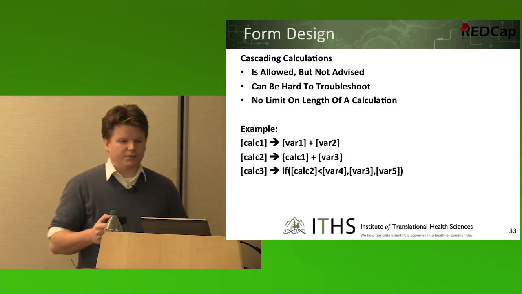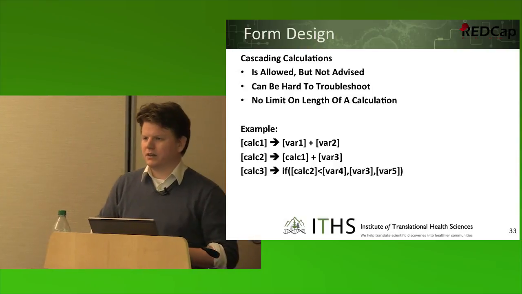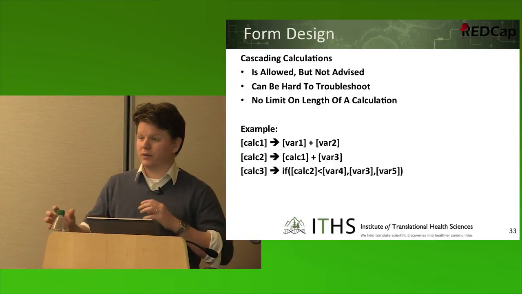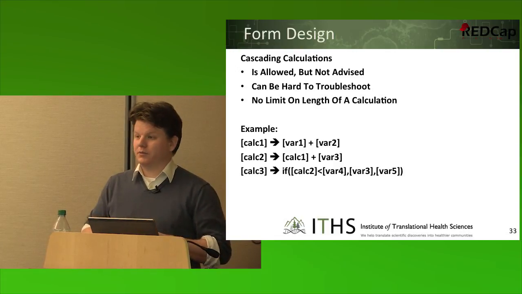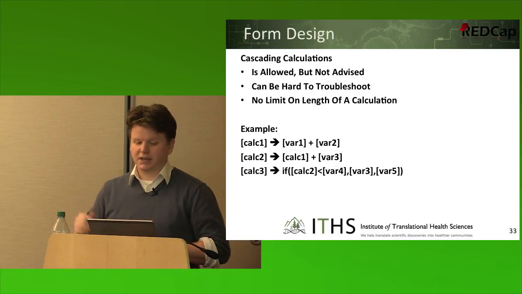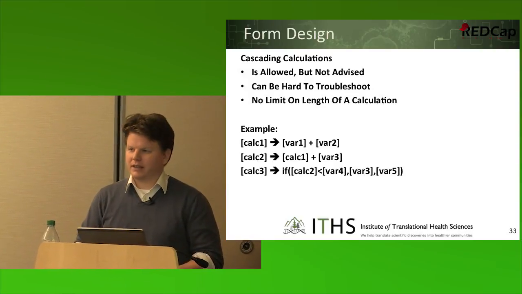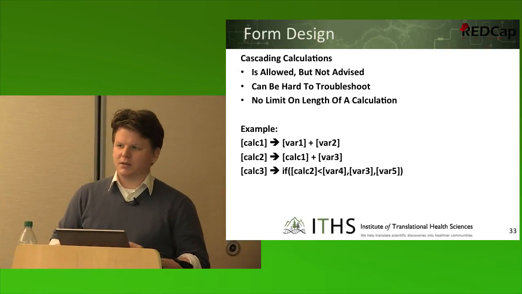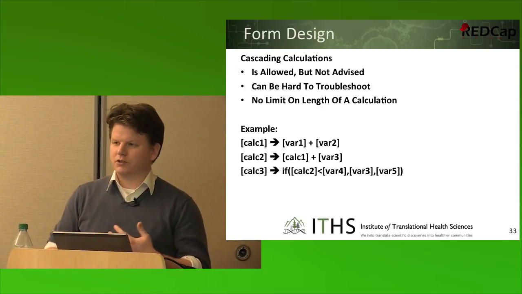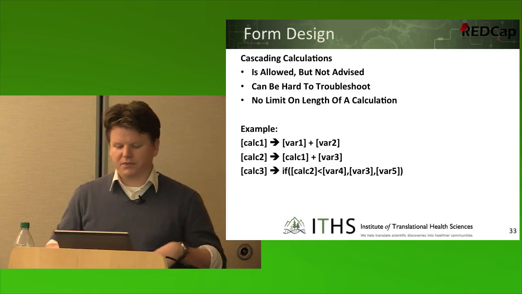Cascading calculations. It is allowed but not advised, mostly because you're going to have multiple calculations all over the place. If there's one mistake somewhere, you kind of have to go through the entire cascade to figure out what's wrong. There's no limit on the length of a calculation, so it kind of goes against keep it simple, but if you want to prevent cascading calculations, try to basically write out the entire calculation.